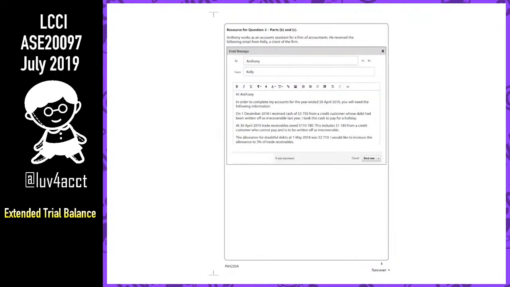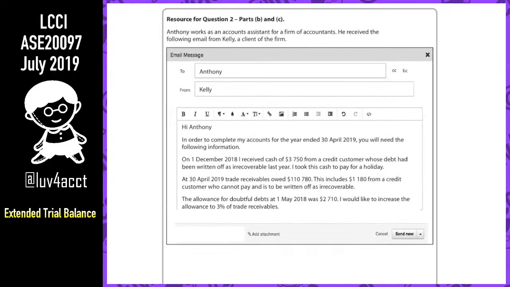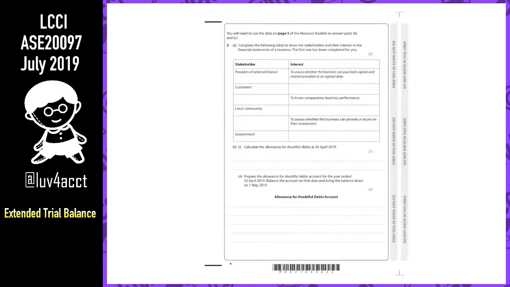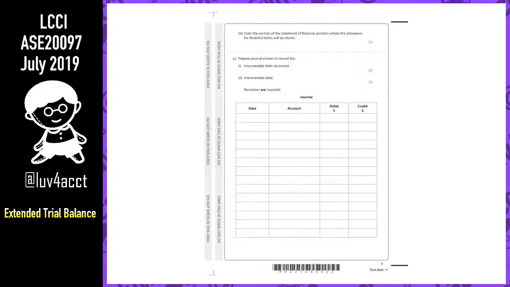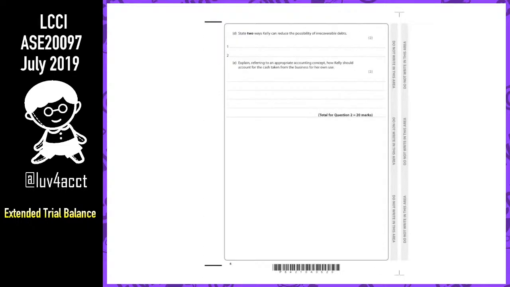Question 1 done. Question 2. We have an email about irrecoverable debt and allowance, and we have some stakeholders. We have to prepare the allowance for doubtful debts, the journal, and then some explanation. So I would say this question is related to irrecoverable debt.